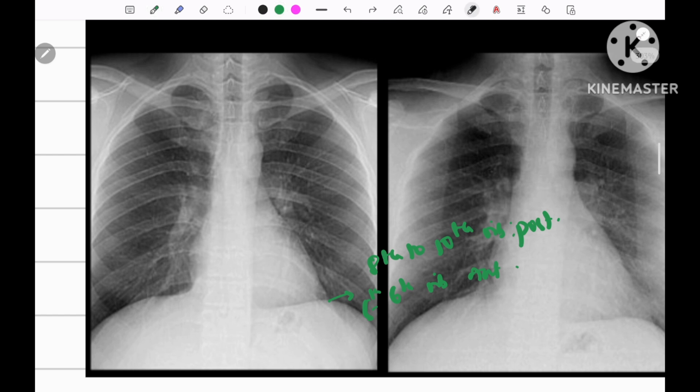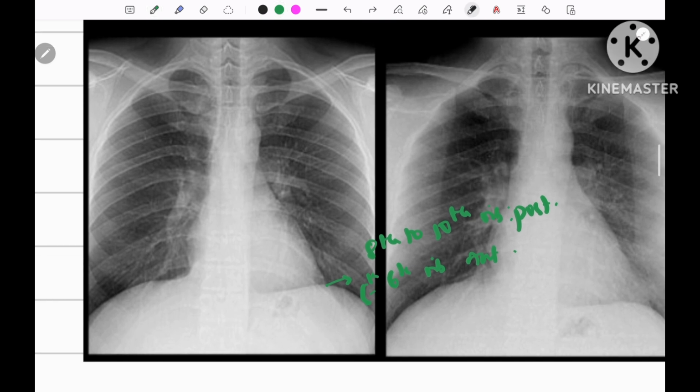So here, 1, 2, 3, 4, 5, 6. The diaphragm is at around the 6th rib anteriorly. And if you count the posterior ribs, 1, 2, 3, 4, 5, 6, 7, 8, 9, 10, around 10. So posteriorly at around the 10th rib and anteriorly at around the 6th rib, the diaphragm is positioned. So this X-ray is taken at inspiration.